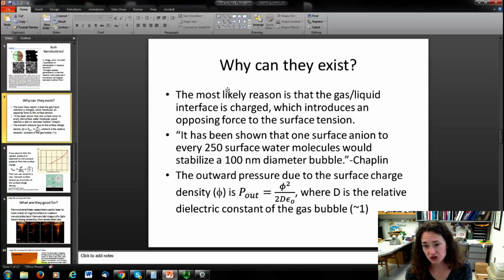Now, the outward pressure due to the surface charge, according to Chaplin, should be phi squared over 2d epsilon naught, where phi is the surface charge density in coulombs per square meter, and d is the relative dielectric constant, which is assumed here to be roughly 1, and epsilon naught is the permittivity of free space, 8.854 times 10 to the minus 12 coulomb squared per newton meter squared. Okay, so those are the values in that equation.